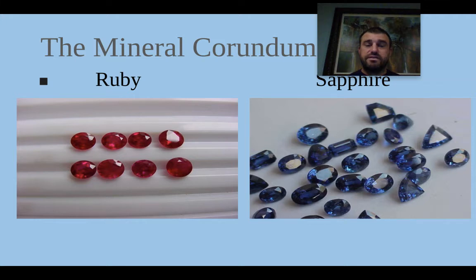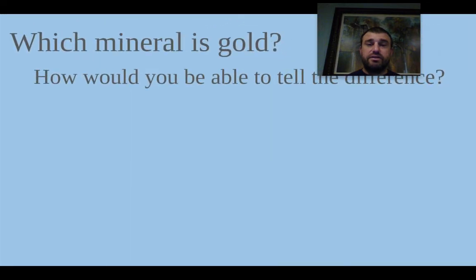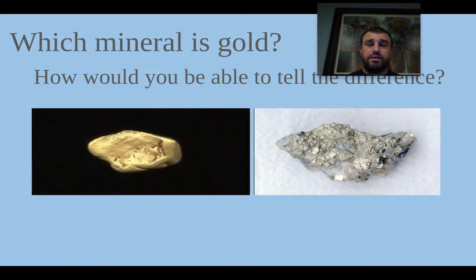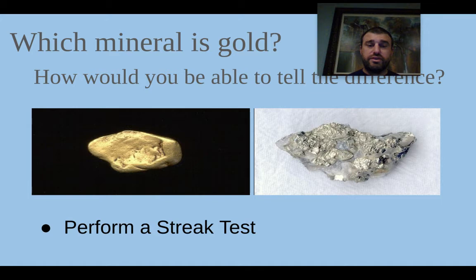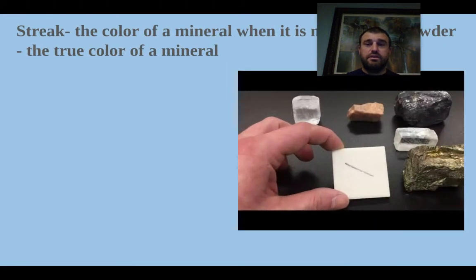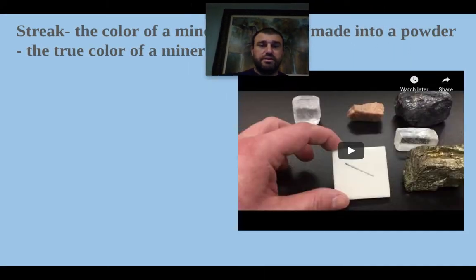All right. Same thing with a diamond. If I had a blue diamond and I made a streak with a blue diamond, that streak would be clear. It wouldn't be blue. So the streak is actually more reliable than color. So you want to perform a streak test. And we're going to see one in a minute.